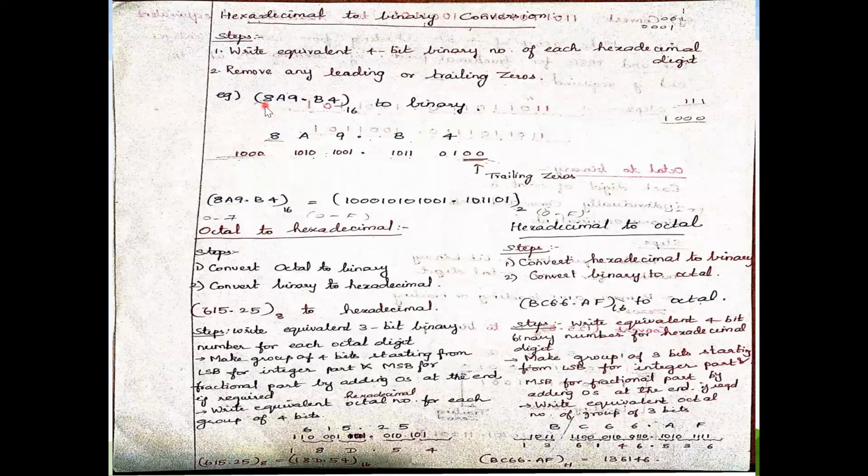For example, 8A9.B4 to the base 16 means it is hexadecimal. How it can be converted to binary is that each digit has to be represented by the 4 corresponding binary bits, and if you have any leading or trailing zeros they can be erased and you can have the corresponding binary representation. So next, how you can convert octal to hexadecimal and hexadecimal to octal.